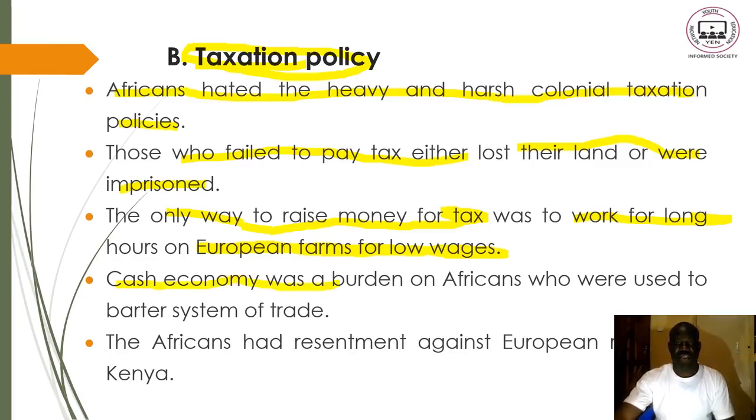So cash economy was a burden to Africans who were used to the barter system. Remember, we also talked about this some time ago in Form 3, when we said that the whites introduced money, that is, the cash economy. So the Africans were not used to cash. They were used to exchanging goods. As such, it was a problem. So the Africans had a resentment against the Europeans who were in Kenya. So with that, things were not okay. Taxation policy was another big problem that led people to rise for nationalism, to say, why are you forcing us to pay you in form of money, while we are used to paying each other in exchange of goods?